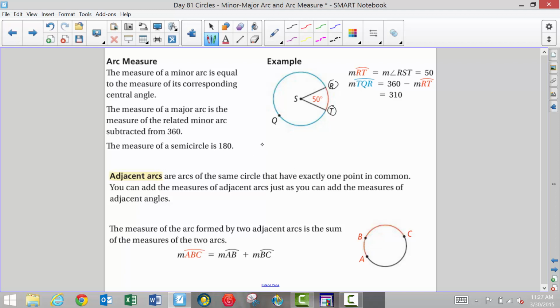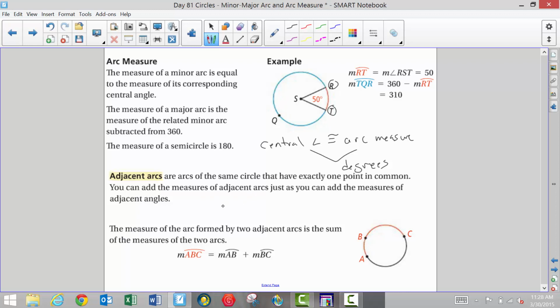You should also notice that angle S is a central angle. So you have to know that a central angle is going to be congruent to an arc measure, and these are in degrees, the units. So if arc RT is 50 degrees, arc TQR is 310 because there's 360 degrees in a circle.